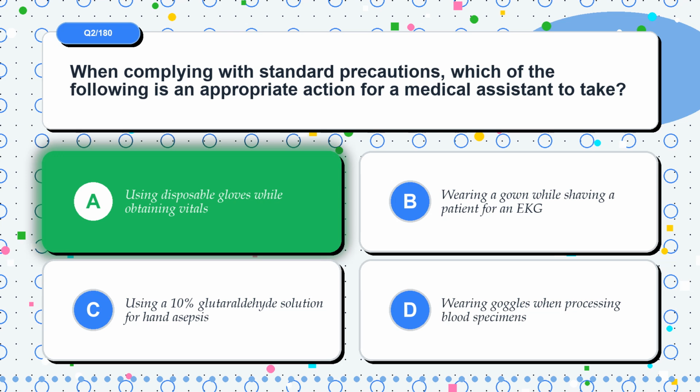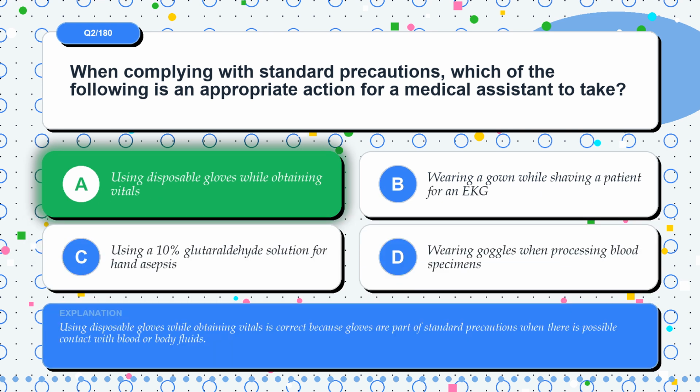The correct answer is option A, using disposable gloves while obtaining vitals. Using disposable gloves while obtaining vitals is correct because gloves are part of standard precautions when there is possible contact with blood or body fluids.